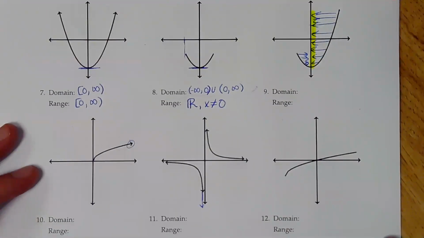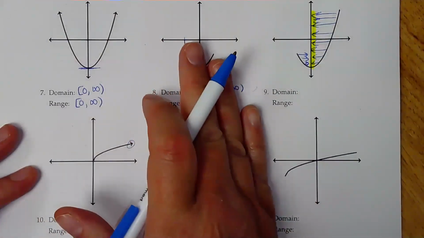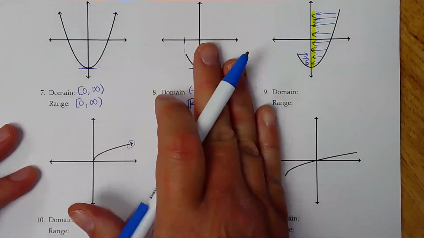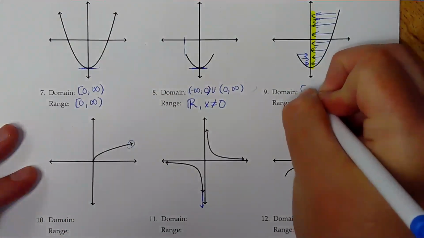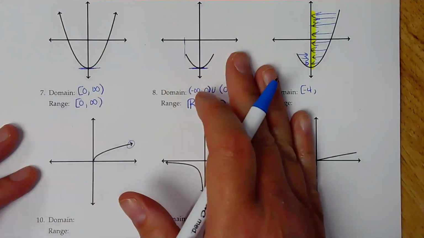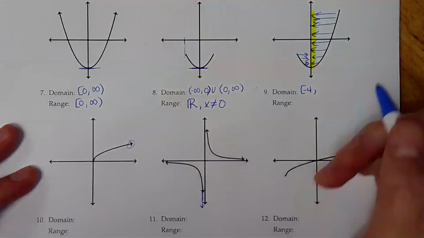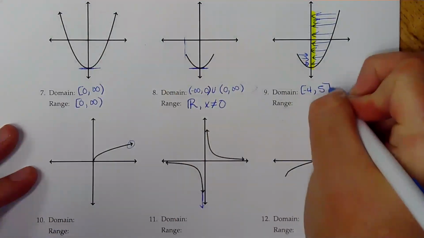All right, and the last one, number 9. So my domain, again, I start on the left and work my way to the right. So that looks like I start at -4. And I have -4, -3, -2, -1, 0, 1, 2, 3, all the way out to 5. And then it looks like 5 is where my function stops.